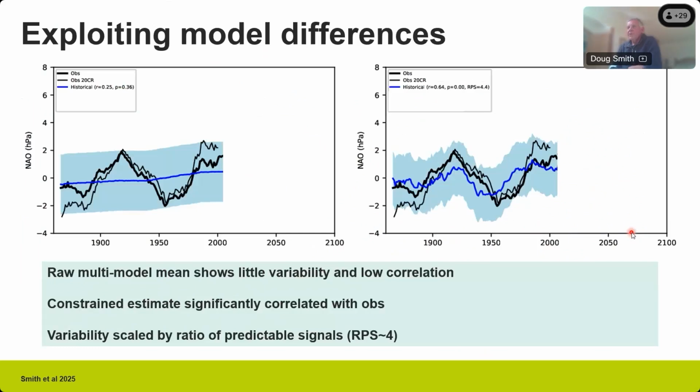But we can apply the same constraint that we derived for the natural simulations to these historical simulations as well. On the left is the unweighted multi-model mean, and that doesn't show a significant correlation with the observations. Whereas on the right, when we do this constraint, we have a significant correlation with the observations. Again, it needs scaling by this factor of around 4, the ratio of predictable signals.